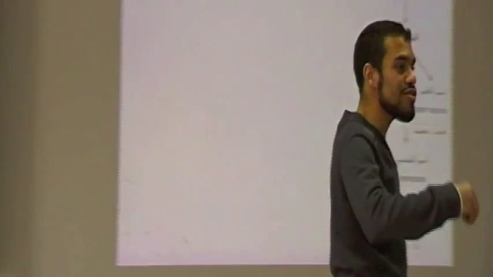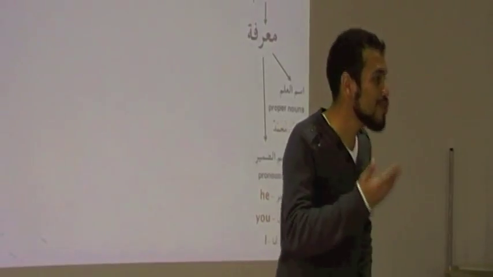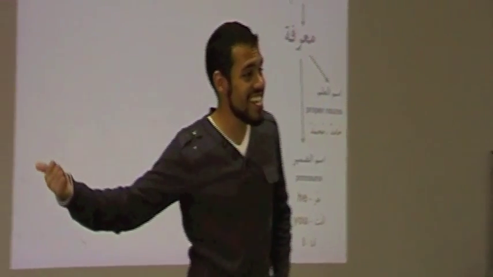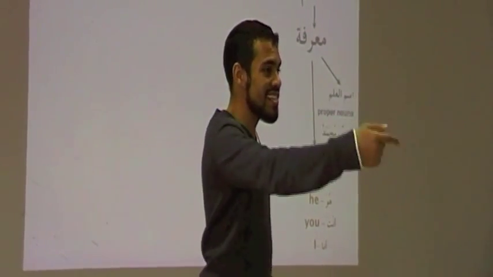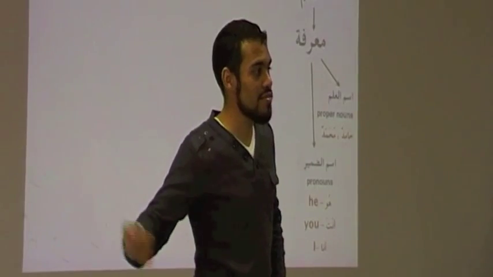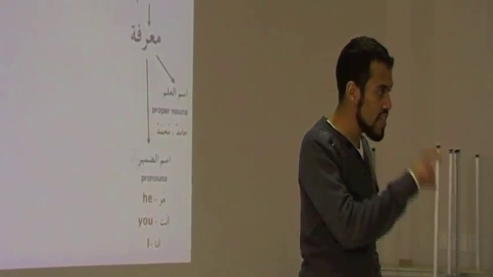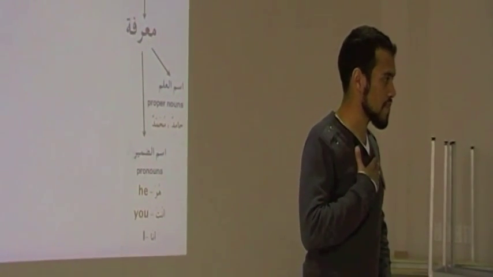But it's definite because we can answer the question: who has gone to the shop? He. It's implied that the listener knows who I'm referring to because of previously having described him. But he, she, it, I is all definite. He falls in the same category as I.